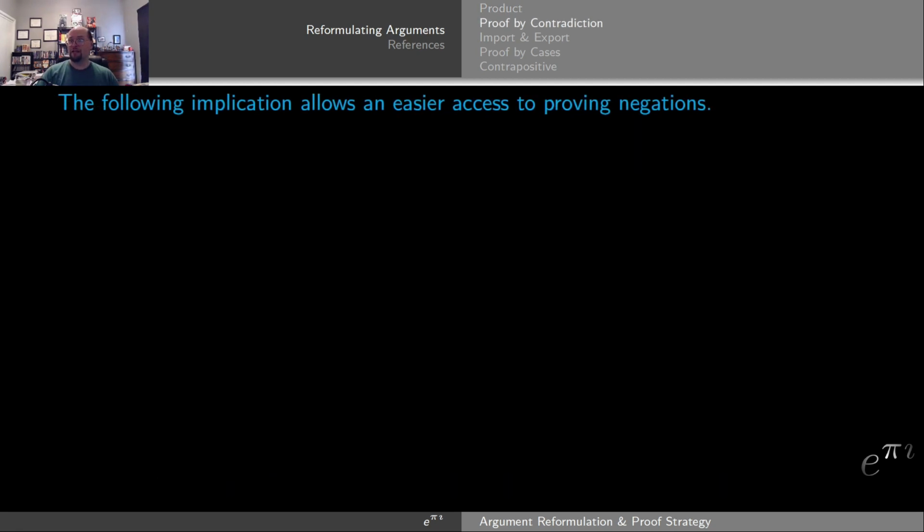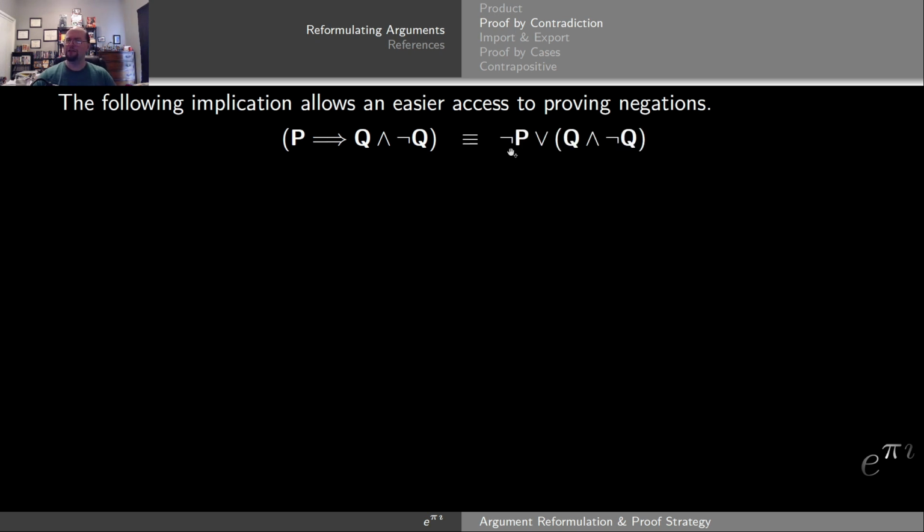The following implication allows easier access to proving negations. So let's consider P implies Q conjunction negation Q. Rewriting the implication, I can rewrite that as negation P disjunction with Q conjunction negation Q. But Q conjunction negation Q is a contradiction. It's always false. So I can rewrite this as negation of P disjunction with false. But disjunction with false doesn't affect anything. That's the identity property, giving me negation of P. So P implies Q conjunction negation Q is equivalent to negating the hypothesis, negation of P.